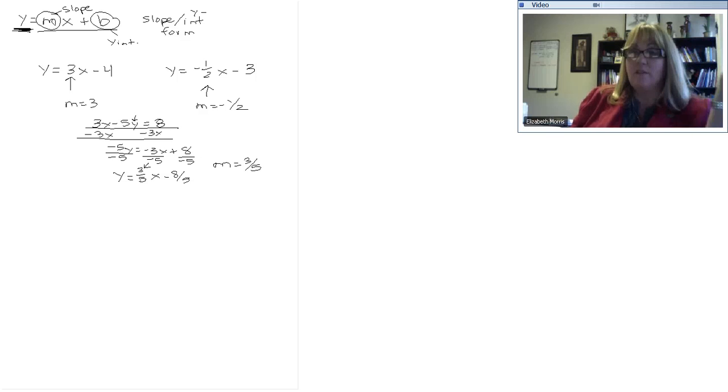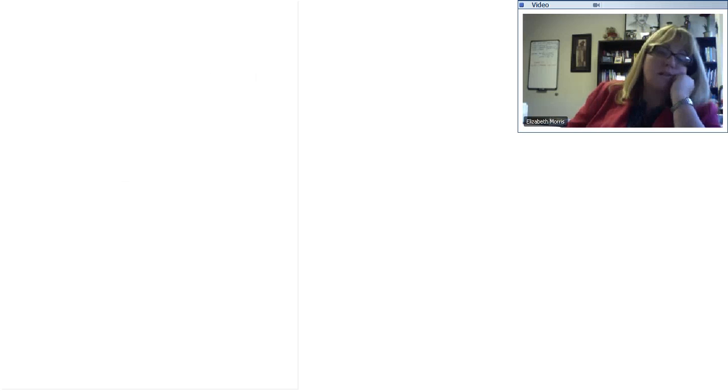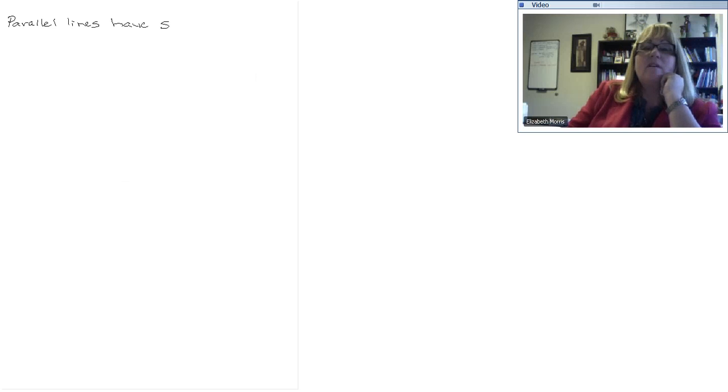So even if they give you it in an equation form, you don't always have to just find the x and y intercepts like I did before. If you can put it into this formula, you can find the slope. All right, one more thing that they want you to know. They want you to know that parallel lines all have the same slope.